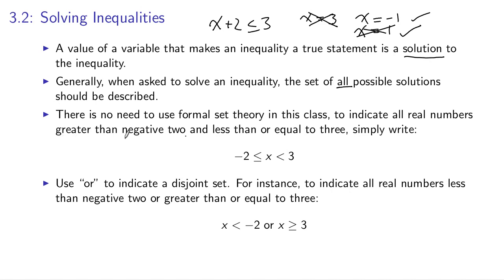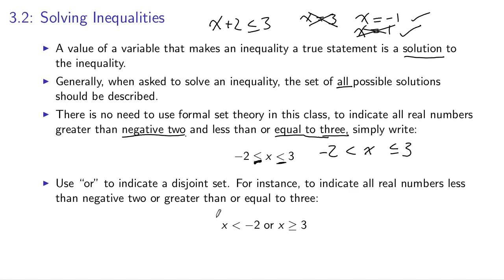So, if we want to indicate that all the real numbers between -2 and 3 are solutions, but we have an equal to 3, this slide's actually a little bit wrong. If we wanted to indicate all real numbers greater than -2, we wouldn't put the bar here. And equal to 3, we would put the equal sign here. We would write -2 less than x less than or equal to 3.